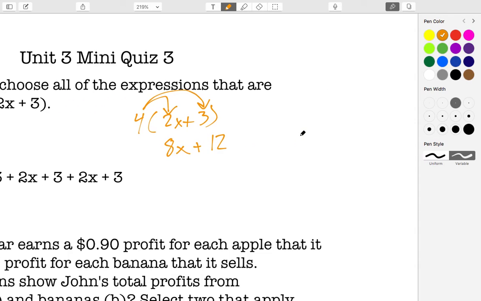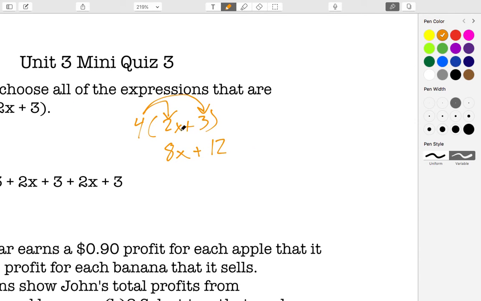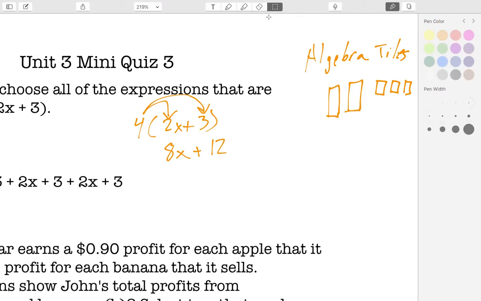Now, there's one more thing that we did. We took the 2x plus 3 when we were doing algebra tiles. And we did 2x plus 3 on the inside, so it should be 2 x's, and then 1, 2, 3. You remember that? Now, how many times am I going to duplicate this? 4.